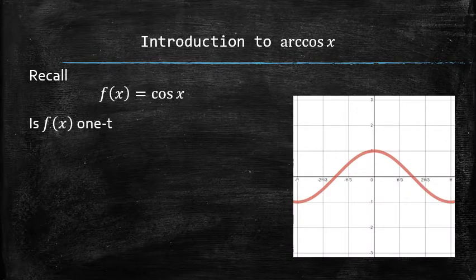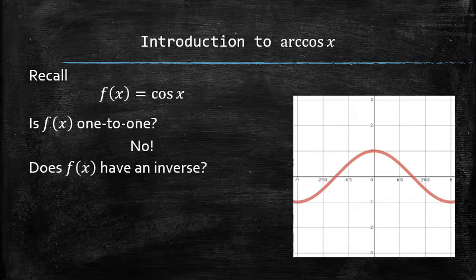Is this function one-to-one? The answer is no, because it doesn't pass the horizontal line test. Does this function have an inverse? The answer is also no, because only one-to-one functions have inverses.